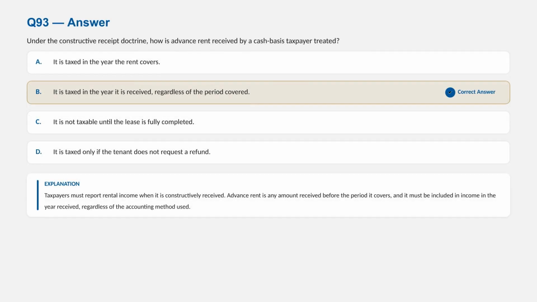The correct answer is B. It is taxed in the year it is received, regardless of the period covered. Taxpayers must report rental income when it is constructively received. Advance rent is any amount received before the period it covers, and it must be included in income in the year received, regardless of the accounting method used. Great, now let's move to our next question.